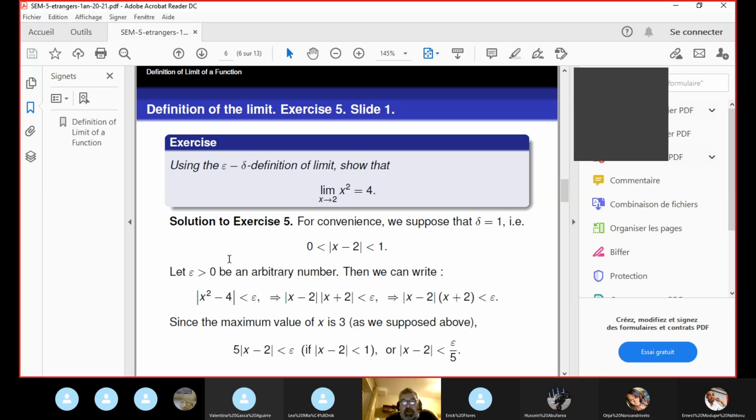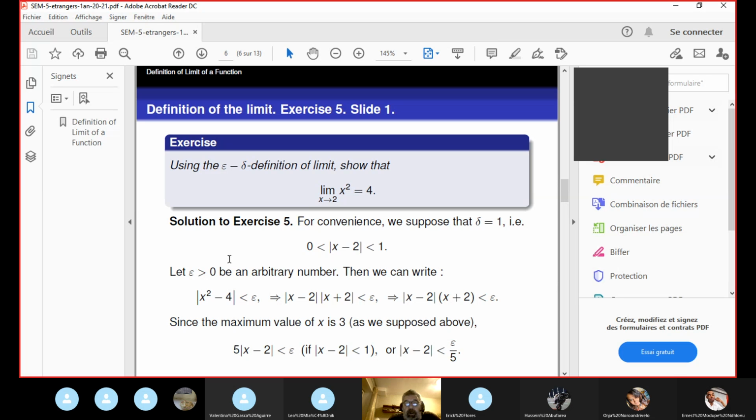So you see, I take, as in the previous example, epsilon strictly greater than 0. And what I want is to obtain the inequality absolute value of x squared minus 4 less than epsilon. We know that a squared minus b squared is a minus b multiplied by a plus b. So we have to find the inequality for absolute value of x minus 2 multiplied by x plus 2. As for x plus 2, it is not necessary to keep the absolute value. Then finally we have absolute value of x minus 2 multiplied by x plus 2.